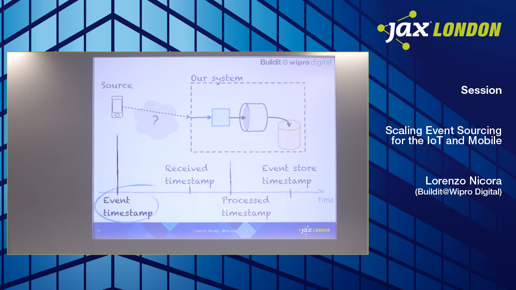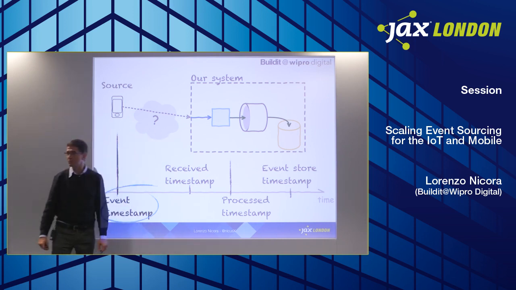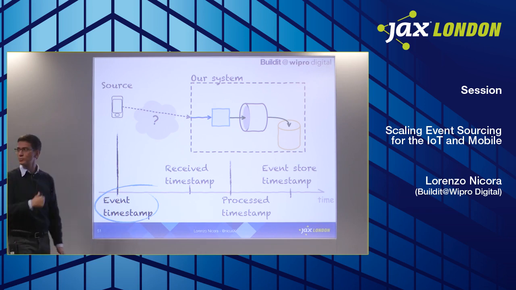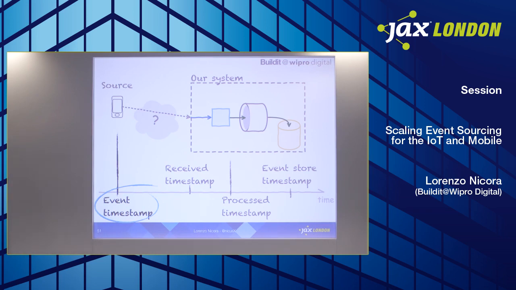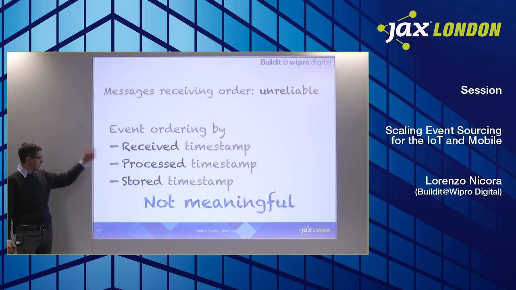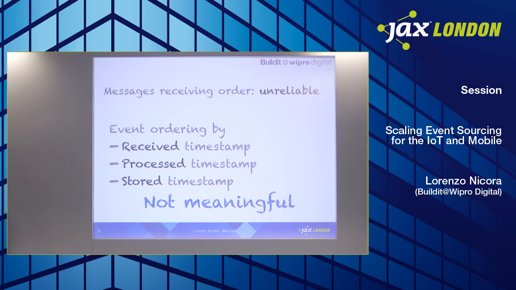Actually, the only meaningful timestamp is the timestamp put in the event from the source. That's the only one that makes sense. As we said, what happened here is totally unpredictable. We could receive the message when the guy got out of the tube, minutes later. But what matters is when the thing happened, when the device recorded the fact that the message was written or the button was pushed.